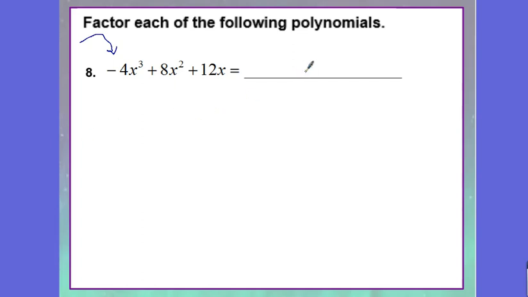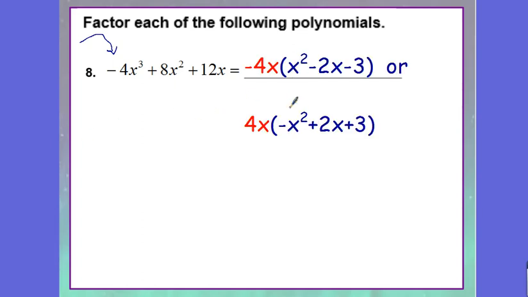Alright, so the two possibilities for problem 8 are negative 4x out front, which would mean that I would have a positive x squared here, a negative 2x here, and a negative 3 here. Or if you chose to use a positive 4x, all of our signs inside the trinomial would be opposite. I would have negative x squared, positive 2x, and positive 3.